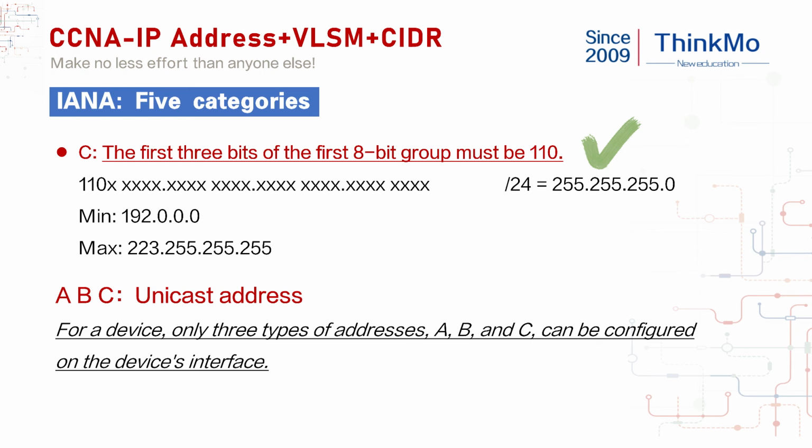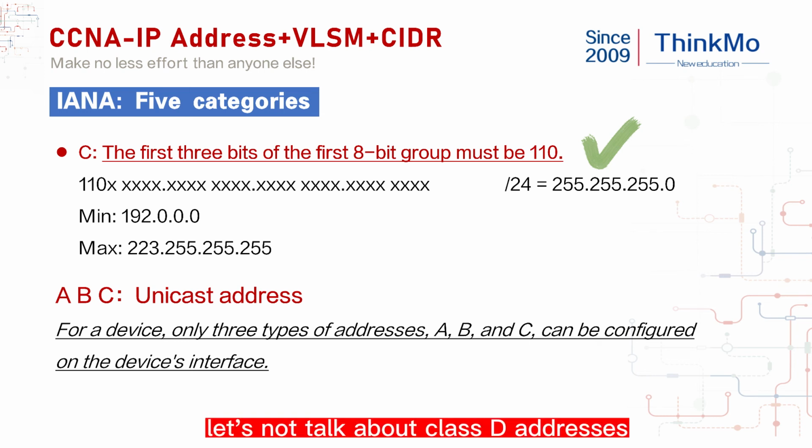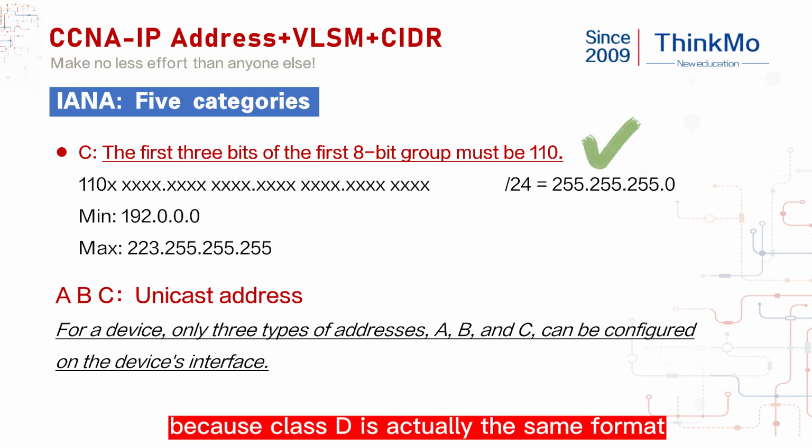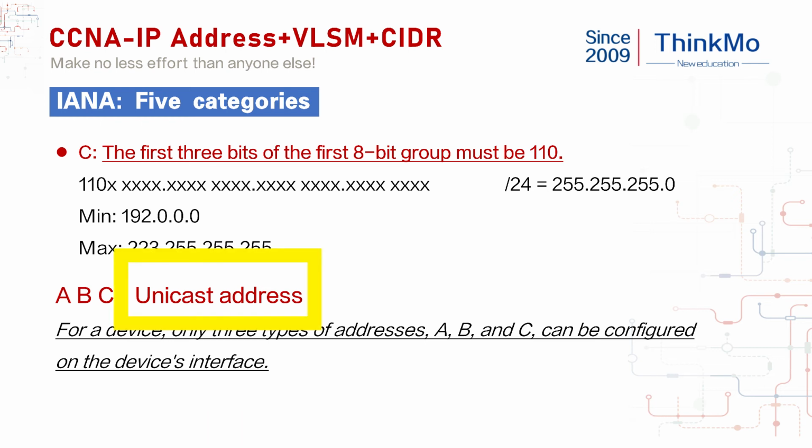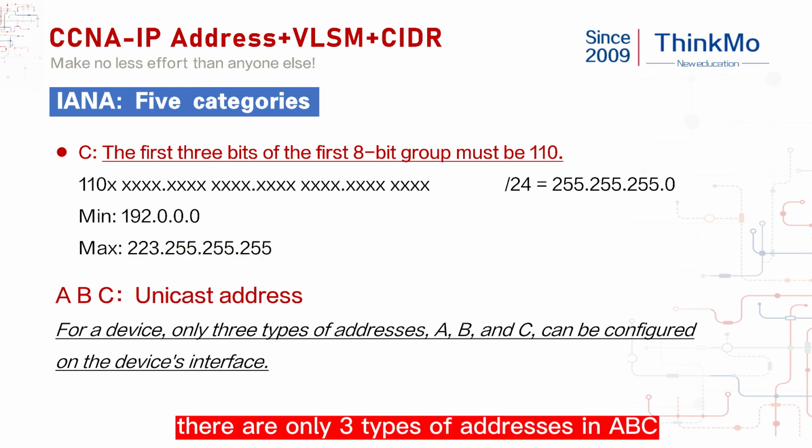We have finished the ABC class addresses above. Actually, we're already halfway there. Let's stop. Let's not talk about Class D addresses, because Class D is actually the same format. ABC 3 types of addresses we call unicast addresses. For equipment, there are only 3 types of addresses in ABC that can be configured on the interface of the device.